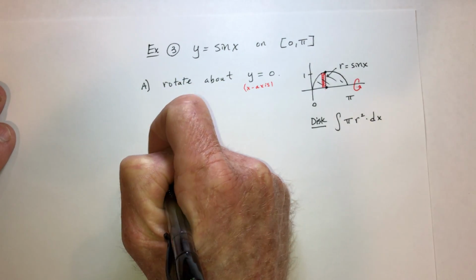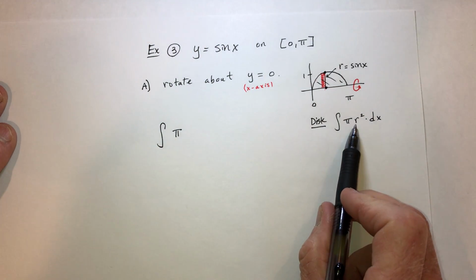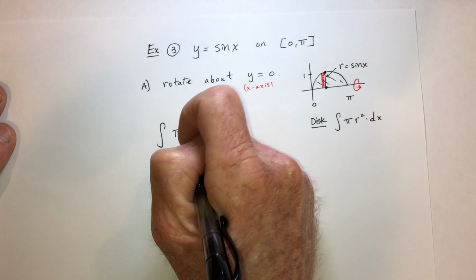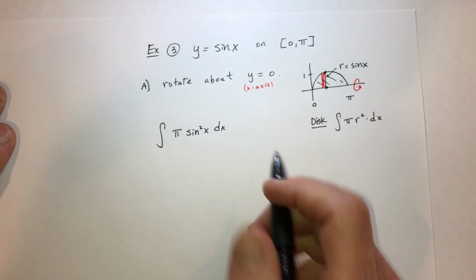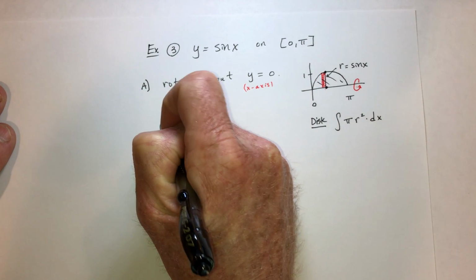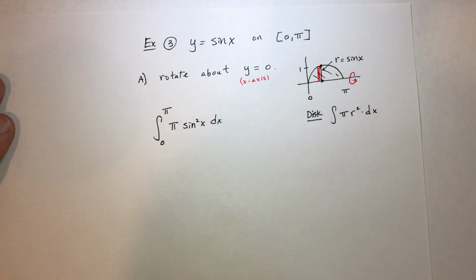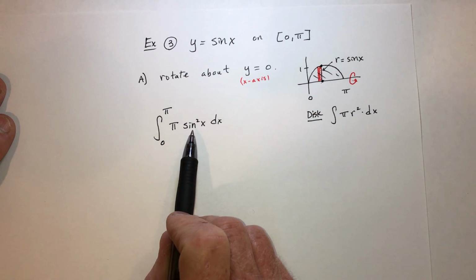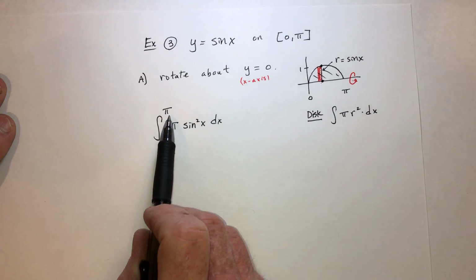So for this one, the setup would be integrate pi, and then the radius has to be squared. So that means that sine has to be squared. And then x is going from 0 to pi. Okay, like I said, we're just doing the setup. If you were going to integrate this one, then you need to use the trig identity. Sine squared equals 1 minus cosine of 2x all over 2. Hey look, double pi.